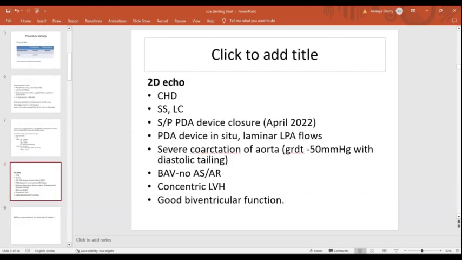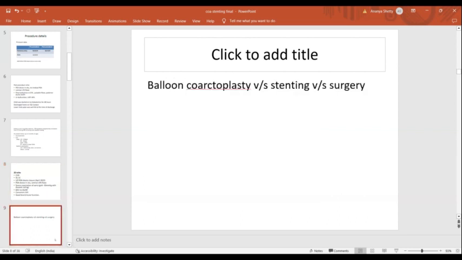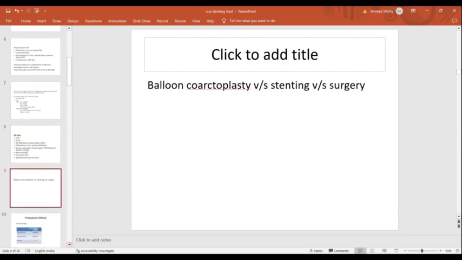Echo showed severe coarctation of the aorta with a gradient of 50 millimeters of mercury with diastolic tailing. The PDA device was in situ with laminar LPA flows. There was concentric LVH and good biventricular function. So the options were we could either do a balloon coarctoplasty or stenting. So we went ahead with a transcatheter approach.